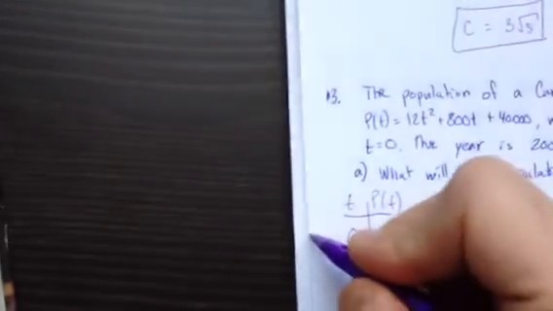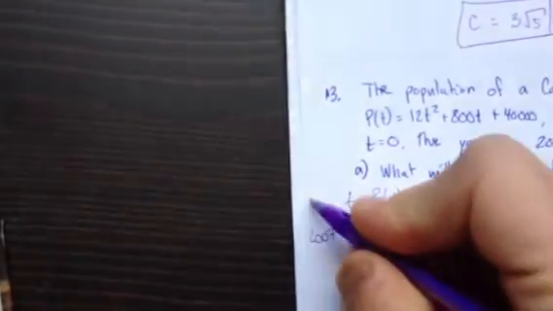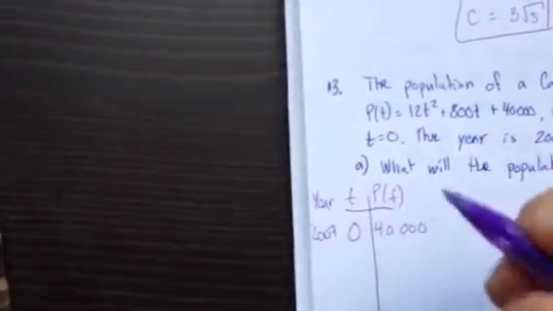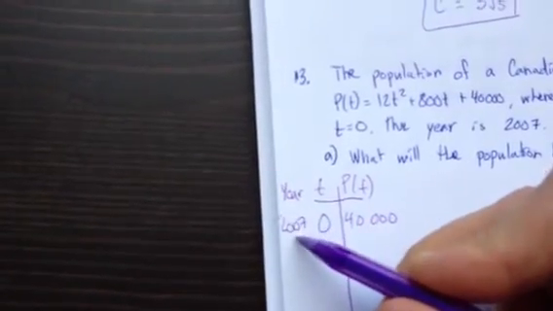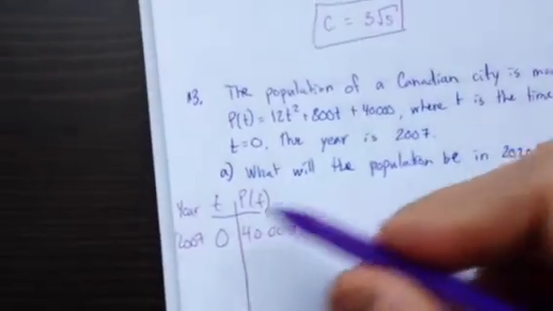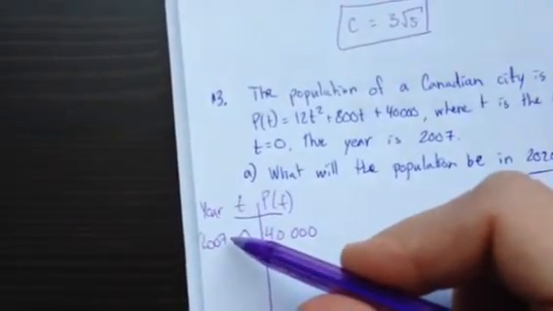You have to remember, though, that the year is 2007. This is the year number, okay? Now, again, that's not what you plug into the equation. You plug in time equals 0 here, and you will get 40,000. You just have to remember that that's year 2007.